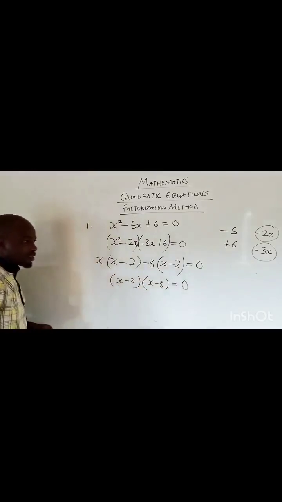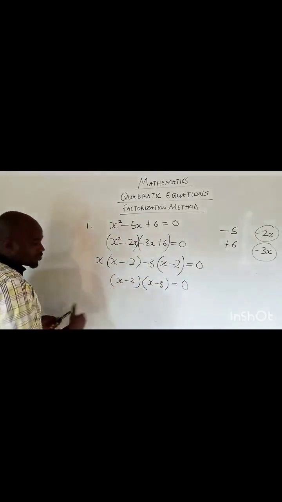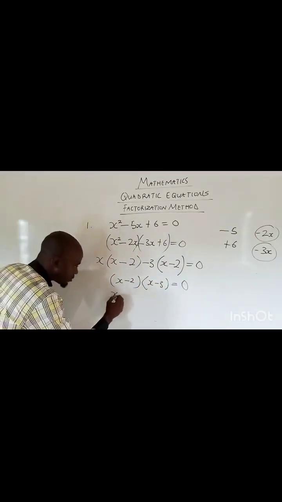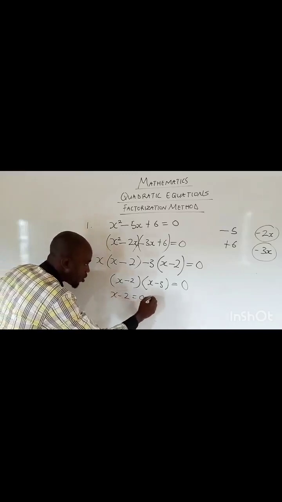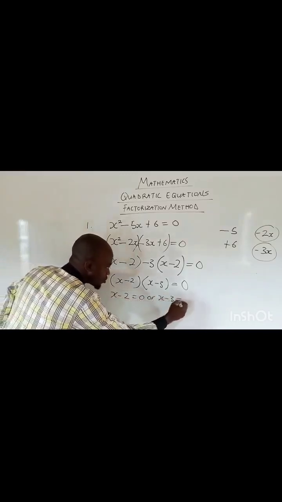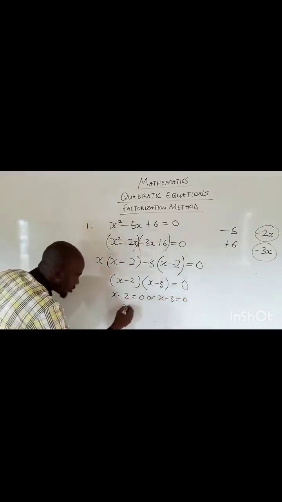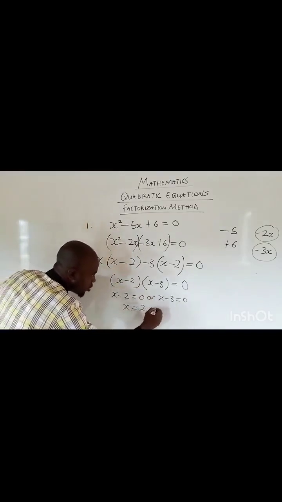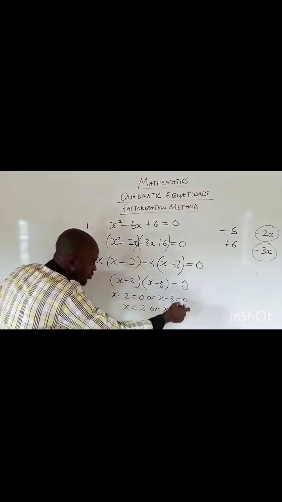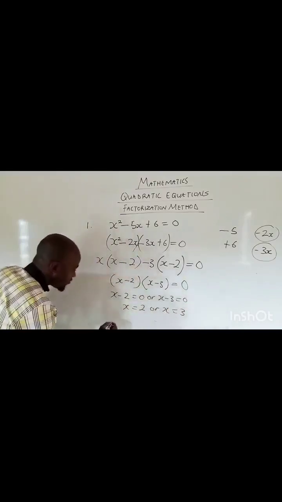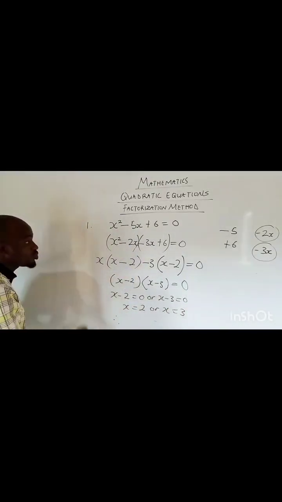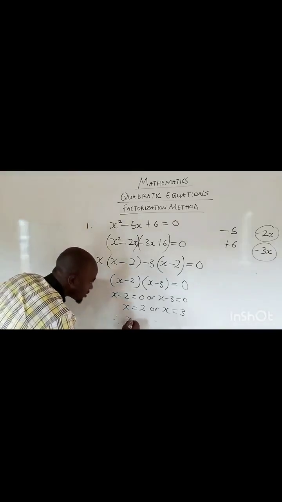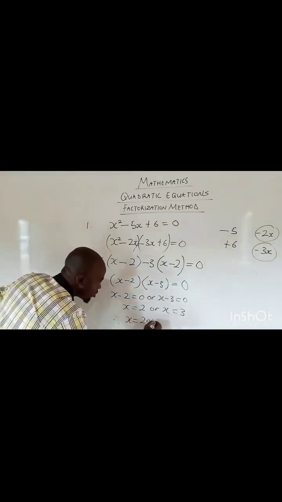And the interpretation of this in mathematics means x minus 2 equal to 0 or x minus 3 equal to 0. Then x will be equal to minus 2 will cross over and become 2, or x is equal to minus 3 will cross over and become 3. Then finally, we can say the solution to this equation is x is equal to 2 or 3.